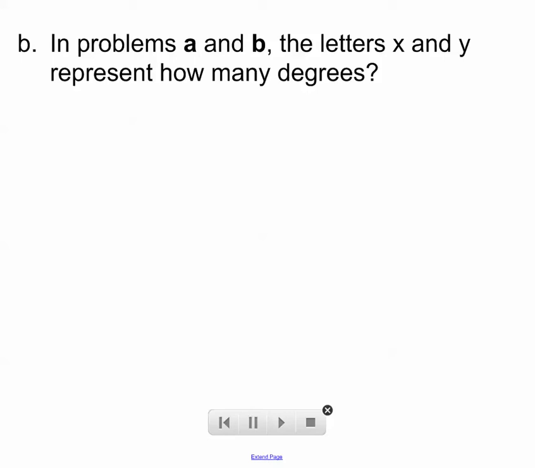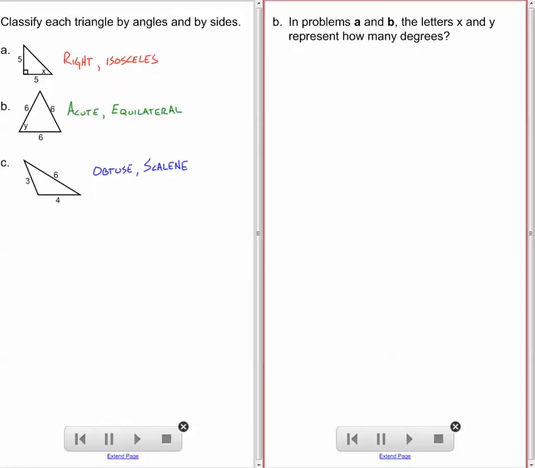Okay, in problems A and B, the letters X and Y represent how many degrees? Well, let's look at both of these here. Okay, X and Y represent how many degrees? Well, here's the thing. We know we've got 90 right here. Okay, all the angles in a triangle add up to 180. So that leaves 90 left over for these two angles. So, well, does that mean this is 1 and this is 89, or that this is 10 and this is 80, or is this 25 and this one's 65? Oops, my math is a little off.